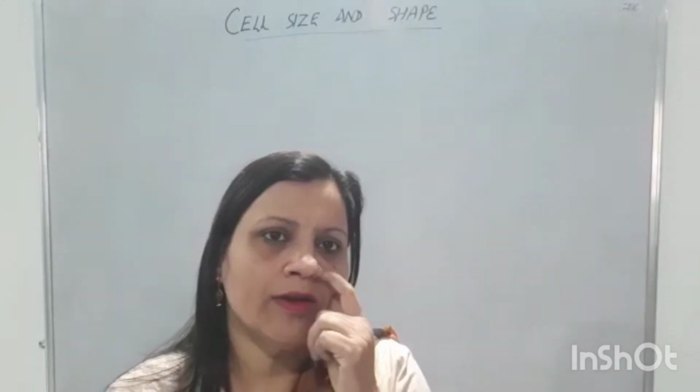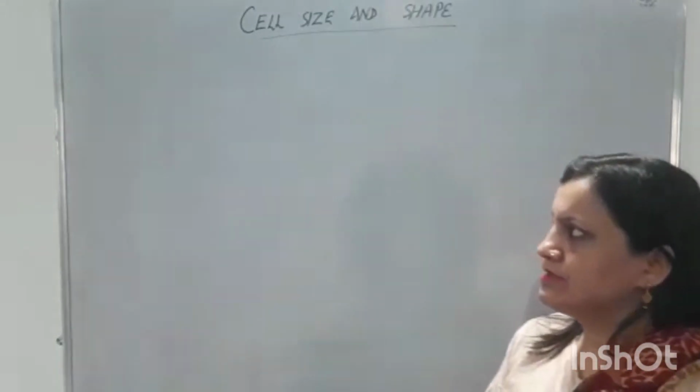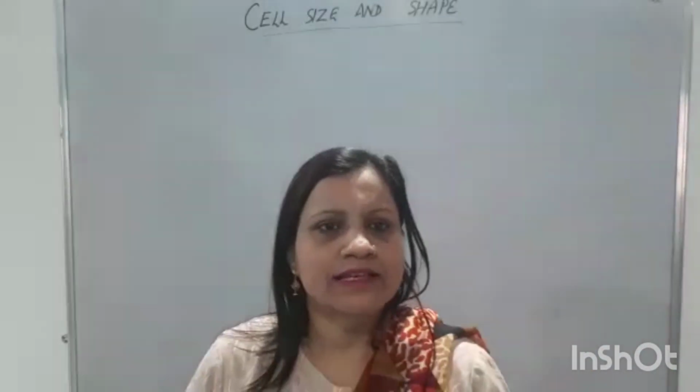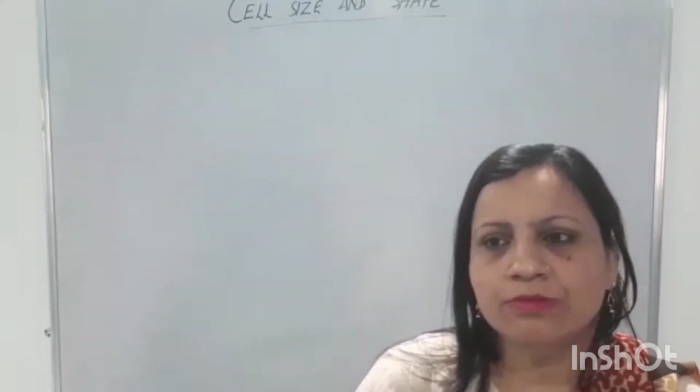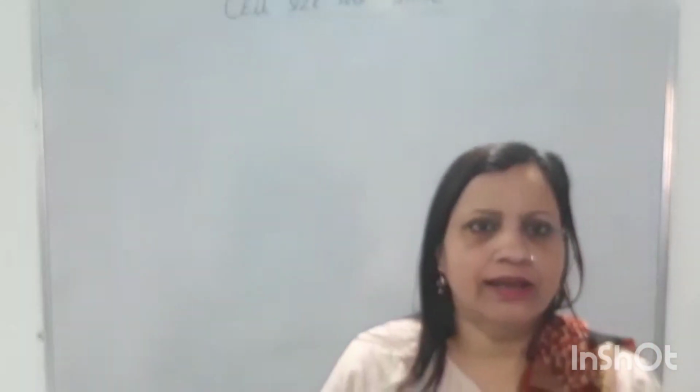Today the topic is cell shape and size. So let's study today about the cell shape and size. First we go through cell size. The smallest cell size is mycoplasma, or we also call it PPLO, that is pleuropneumonia like organism.